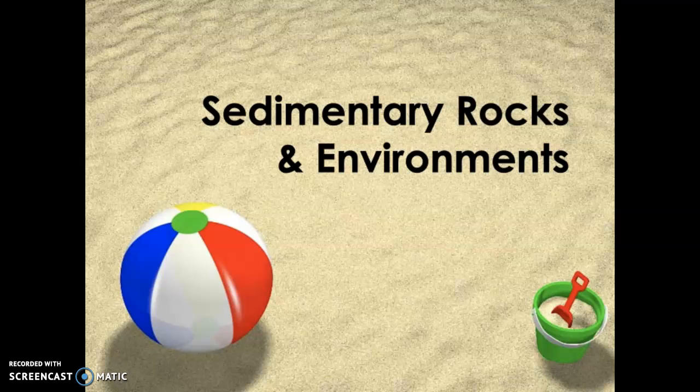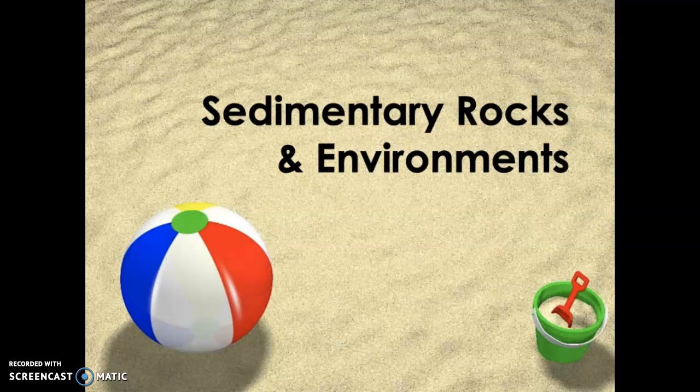All right, so for the next few weeks, what we're going to be talking about are sedimentary rocks and environments. And environments is really what we'll talk about mostly: the environments in which sediments are generated, transported, and deposited.